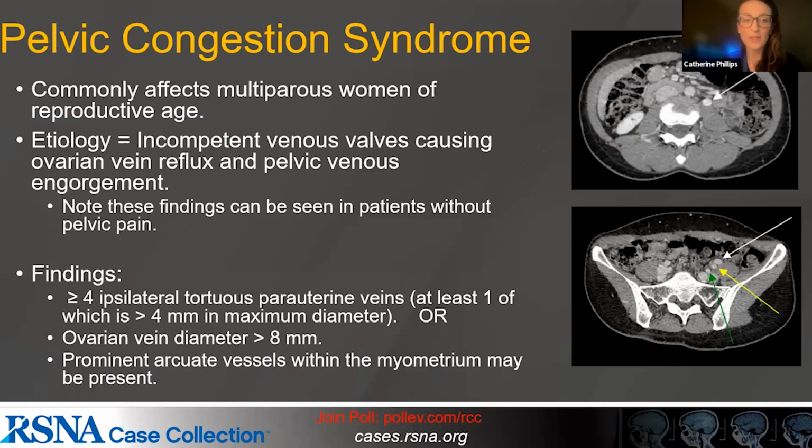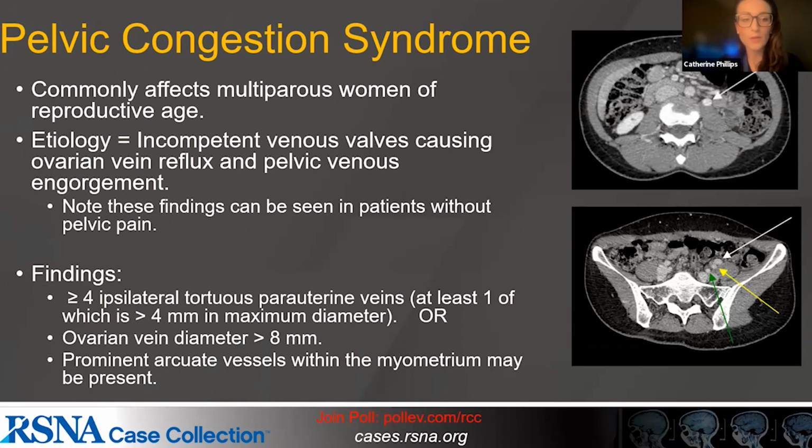So this commonly affects multiparous women, particularly of reproductive age, and it's thought to be due to incompetent venous valves leading to reflux of renal vein drainage or ovarian vein drainage into the ovarian vein and then subsequently into the pelvic veins, which become engorged. Note that these findings can be seen in patients even without symptoms. So what are you looking for?